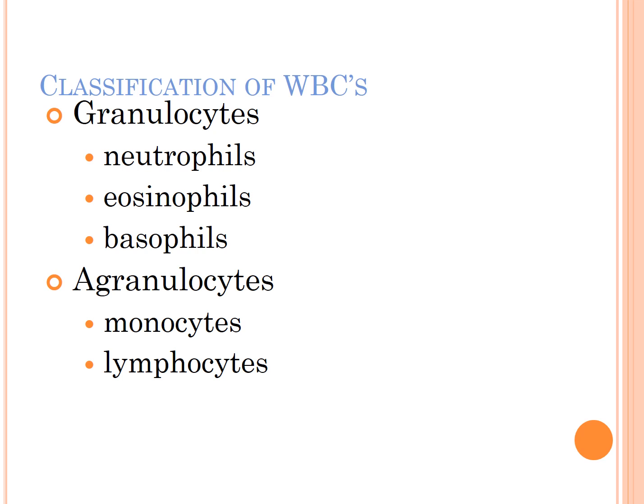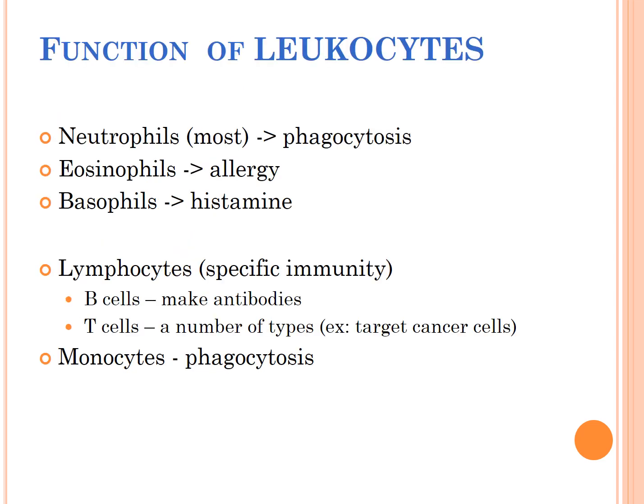There are 2 groups of white blood cells that don't have cytoplasmic granules. These are the monocytes and lymphocytes. The neutrophils are the most prevalent white blood cells. They function in phagocytosis. They're able to attack foreign debris or substances. The eosinophils are active in allergic reactions or parasitic infections.